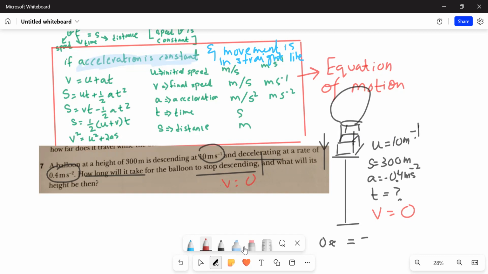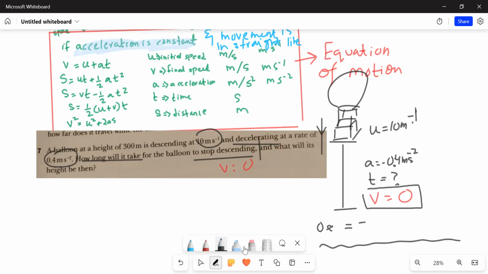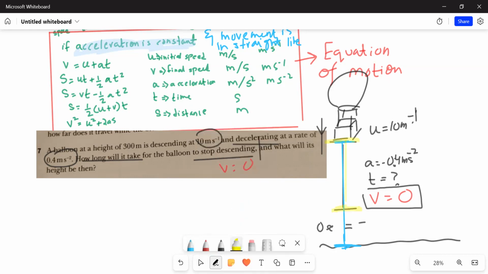We do not have the distance here. The distance s is the distance from the ground, and that is different. So let's say the ground is way further down. The balloon stops moving at a height above the ground. It doesn't say that it stops moving when it hits the ground. So this balloon stops moving here. You have to find the time at which this balloon stops moving. And the distance s is actually the distance from here to the ground, so s is not 300. So we cannot use a formula that has s in it, because we're only talking about this part of the movement from here to here.